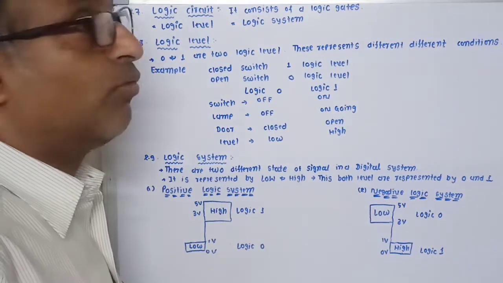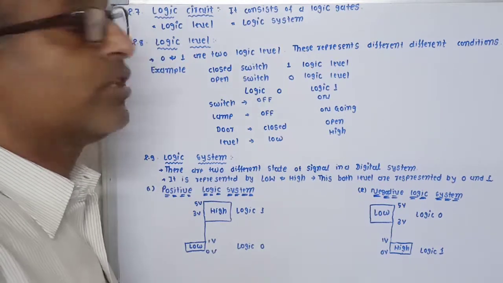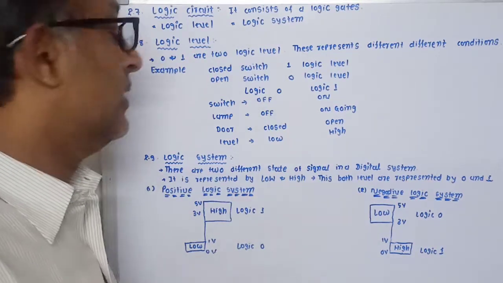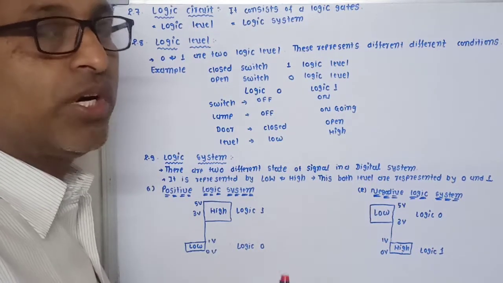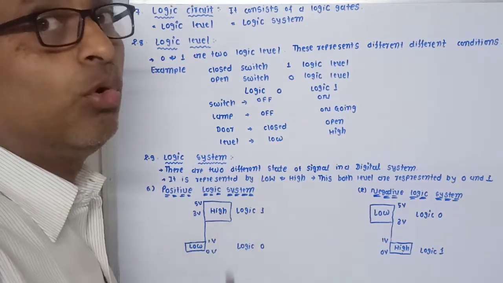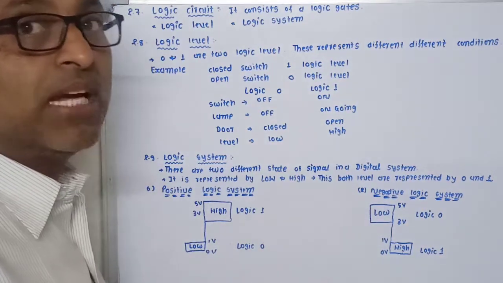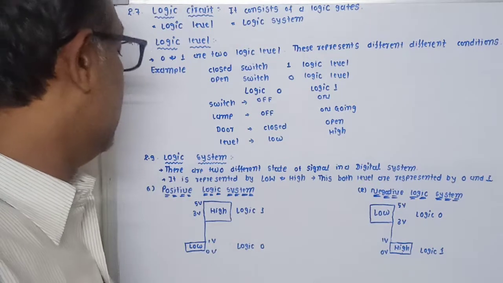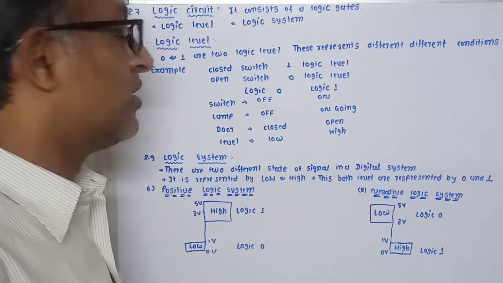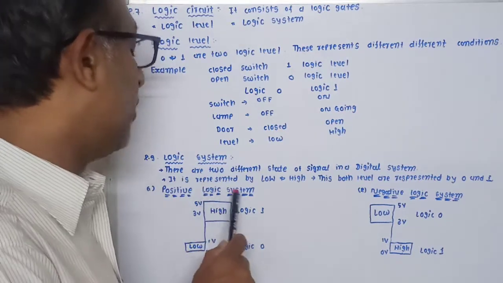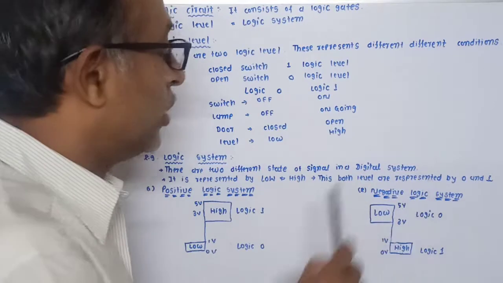Now next, what is a logic system? There are two different states of signal in a digital system, represented by low and high. These two levels are represented by 0 and 1 in a digital system. There are two types of logic systems used: first, the positive logic system, and second, the negative logic system.